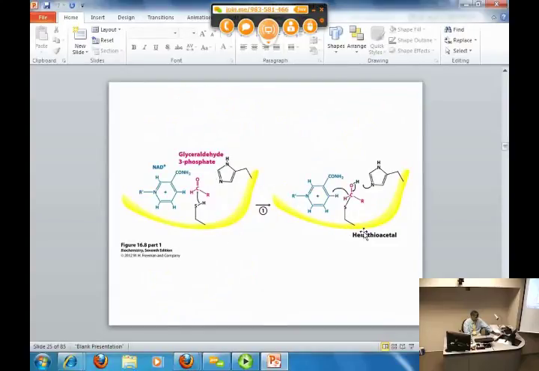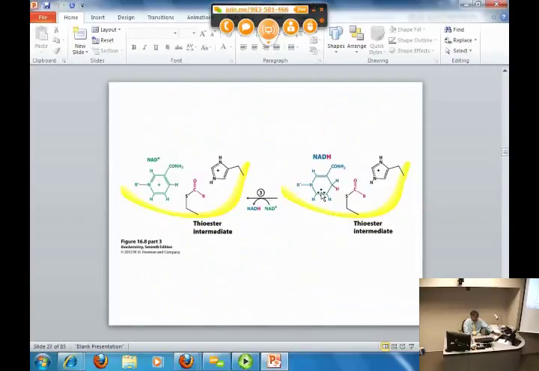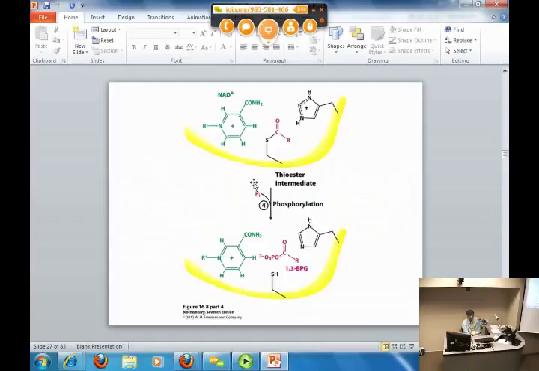This is already 3-phosphate, hemithioacetal to oxidation thioester intermediate, and then NAD, NADH. Don't worry about the structure and everything. I'm just passing through. I want to give you a view of what happened inside the active site. That's what I want you to remember, okay?